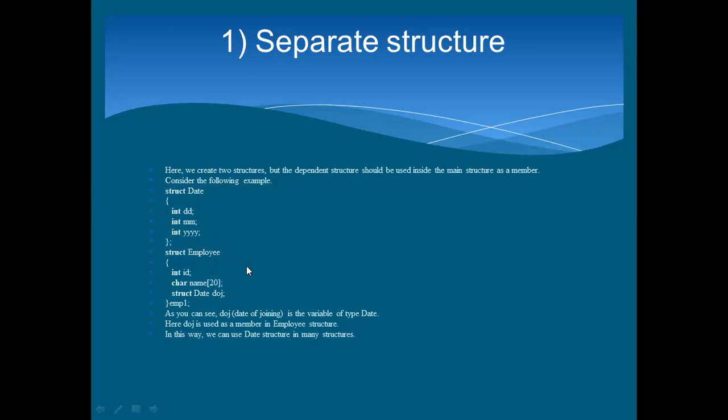Suppose you are going to create another structure with the student information. In the student information, if you want to store the date of admission, we declare this struct date object and we can use it. This is one of the ways, that is a separate structure.